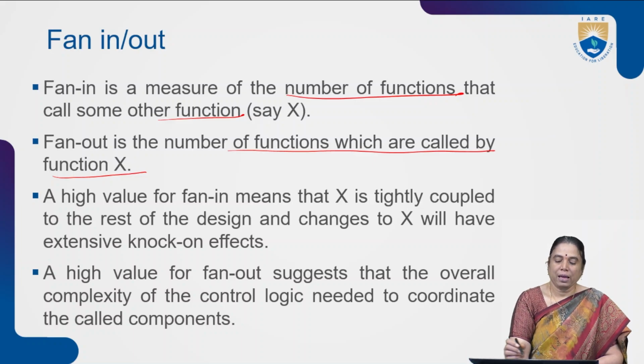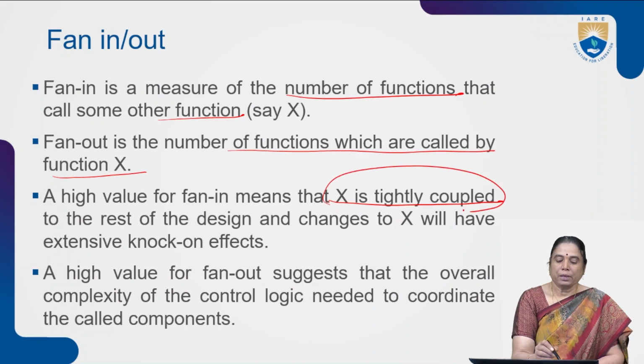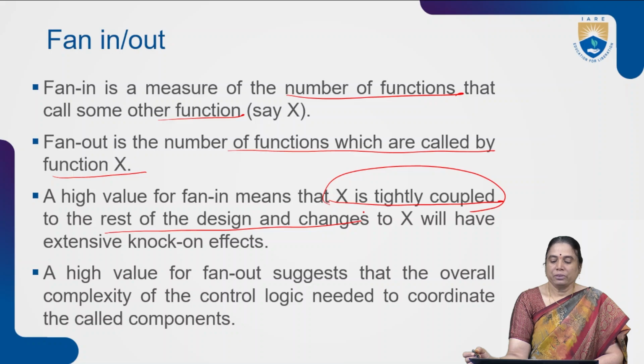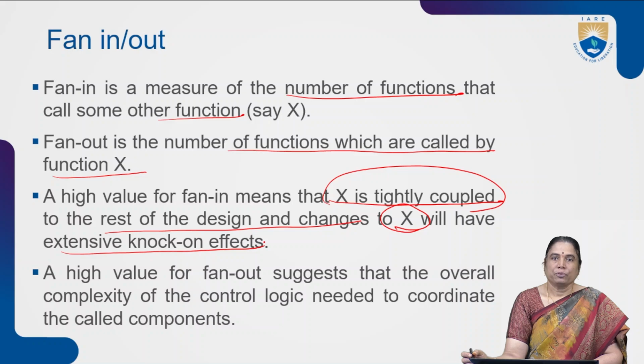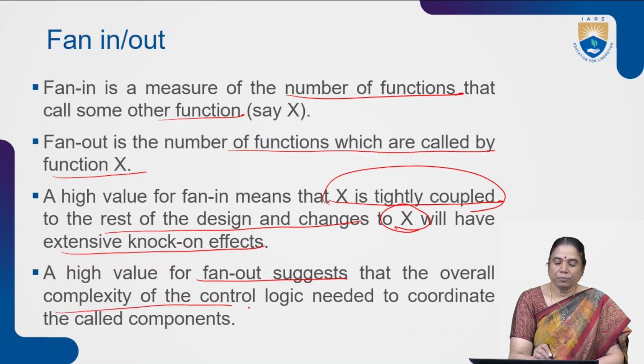A high value for fan-in means X is tightly coupled to the rest of the design and changes to X will have extensive knock-on effects. So the dependency on function X is high when the fan-in value is high, and the dependent modules must be changed when module X must be changed. A high value for fan-out suggests a high overall complexity of the control logic needed to coordinate the called components.